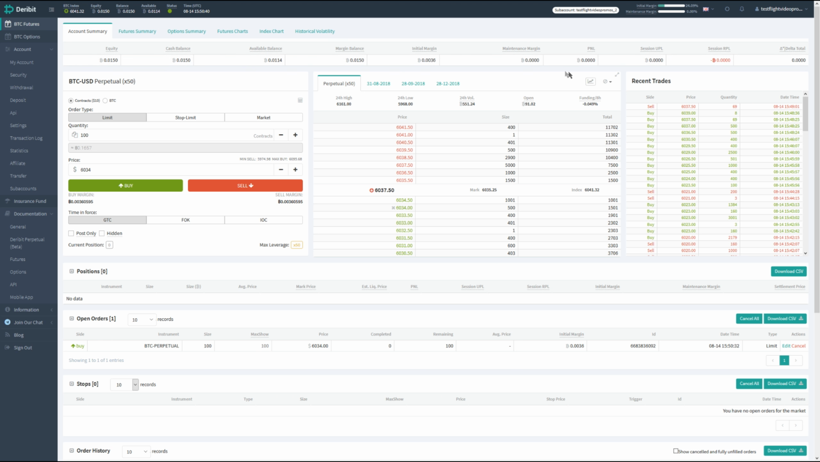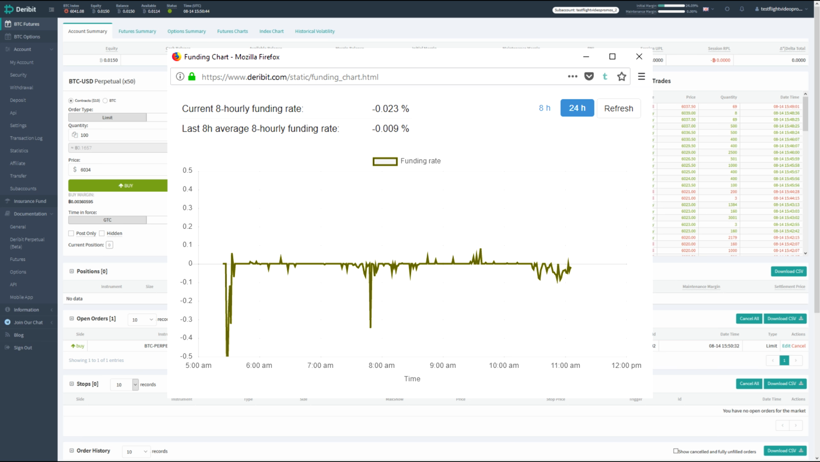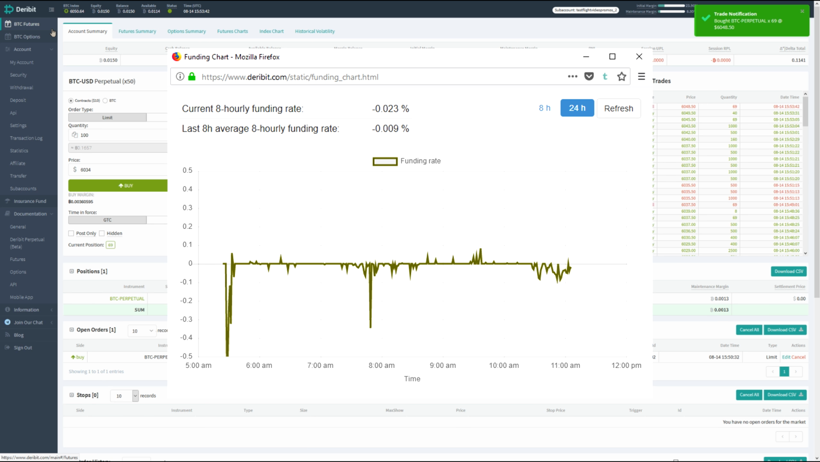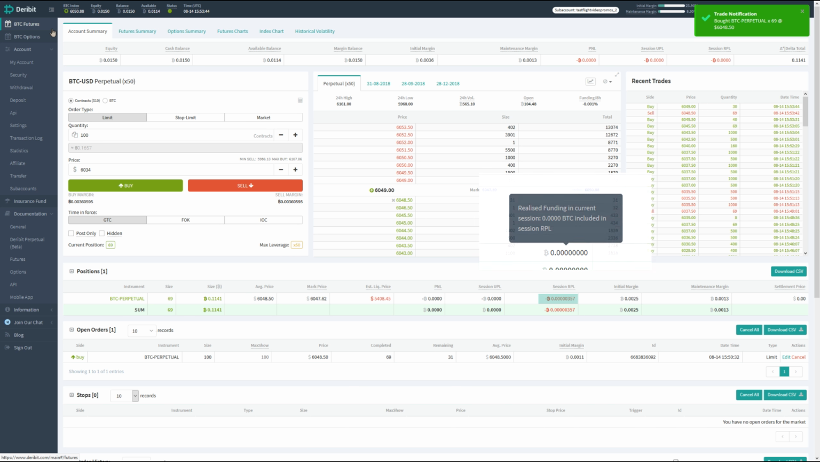While we wait for our limit order to be filled, above the real-time funding rate readout is a small chart icon. Clicking it will show an expanded and more detailed chart of the funding rates both present and historically. Our limit order has been filled. By mousing over the session realized profit and loss in the position tab, you can see the realized funding included in the position so far.